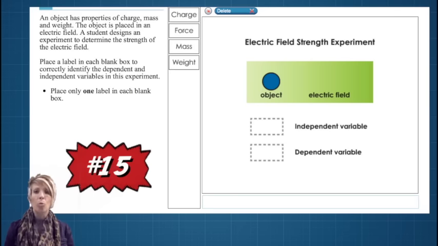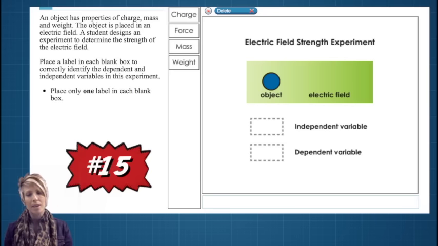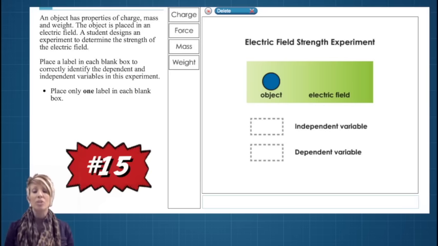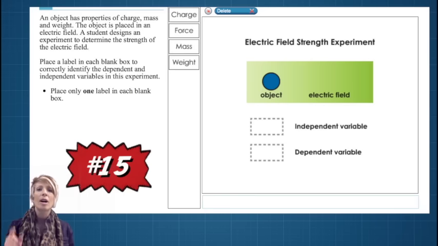Now let's review. What is an independent variable and what is a dependent variable? This goes back to the beginning of the year when we started designing our own experiments. The independent variable, which starts with I, is the thing that I change. Each time I test it, this is what I am going to control. I'm going to change it. The dependent variable is what changes as a result of what the independent variable is. So we've got our four options there: charge, force, mass, and weight. Now we're only going to place one label in each box. So again, with your pencil, you can just draw an arrow to what should go in there.